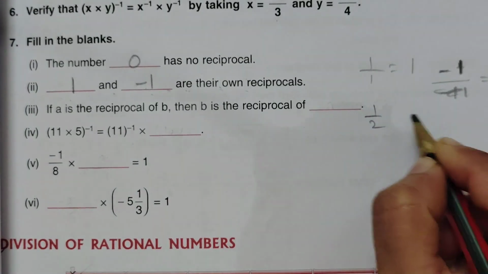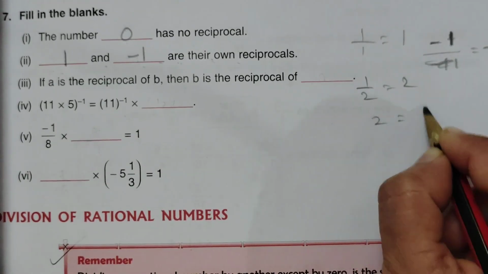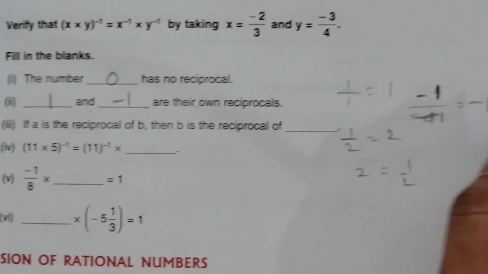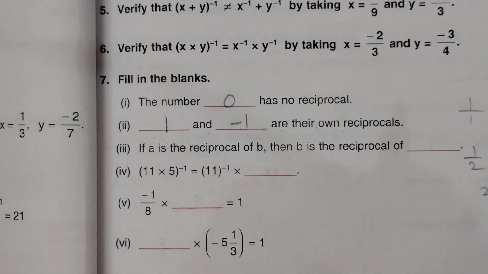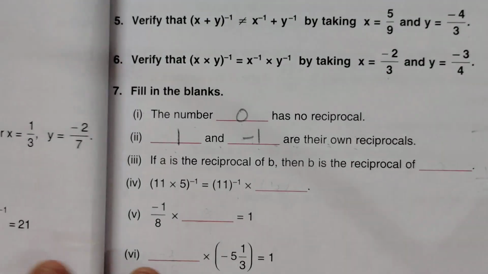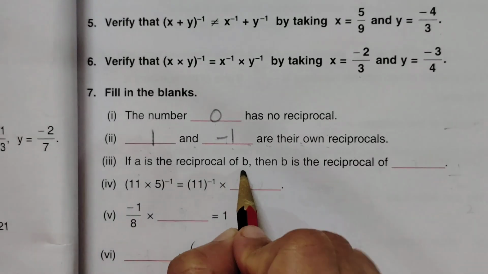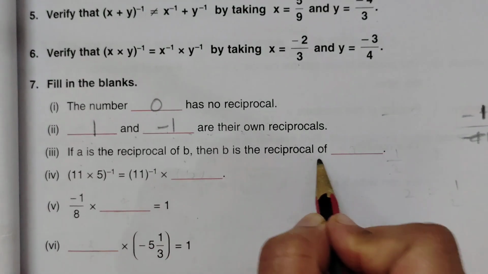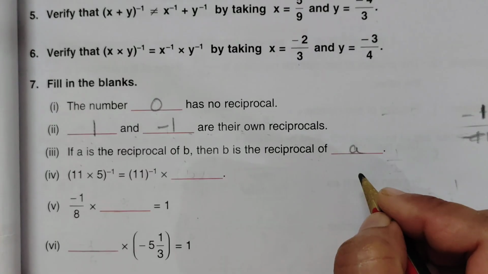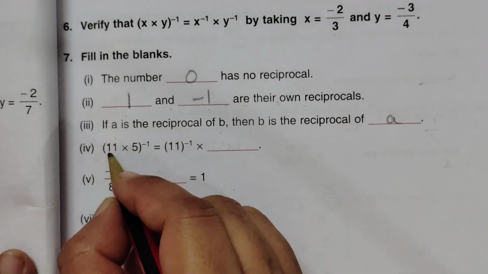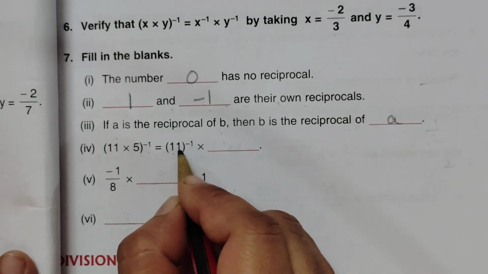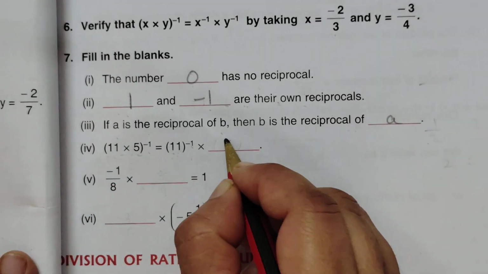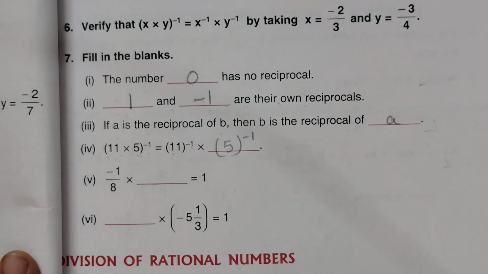See, for example, if I write 1 upon 2, I will get 2, or if I write 2, I will get 1 upon 2. But for minus 1, I will get minus 1 only. For 1, I will get 1 only. Now, next question. If A is the reciprocal of B, then B is the reciprocal of A. Next. 11 into 5, the whole raised to minus 1 is equal to 11 raised to minus 1, and then here 5 raised to minus 1.